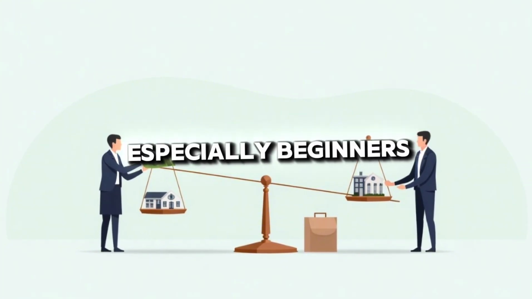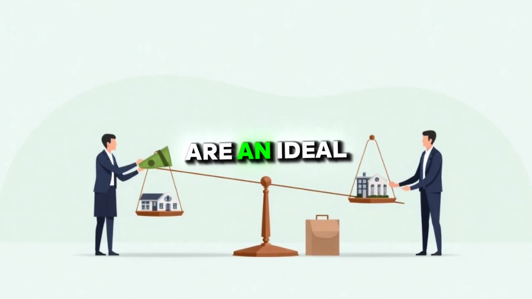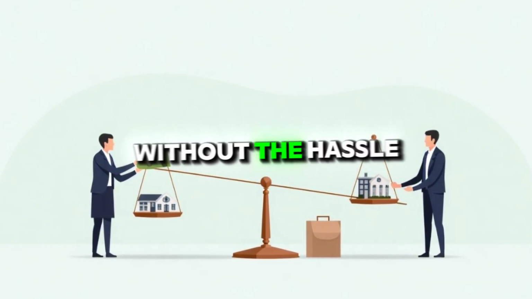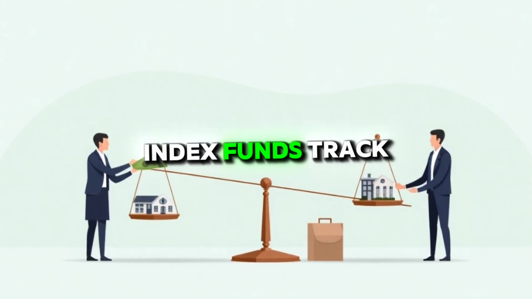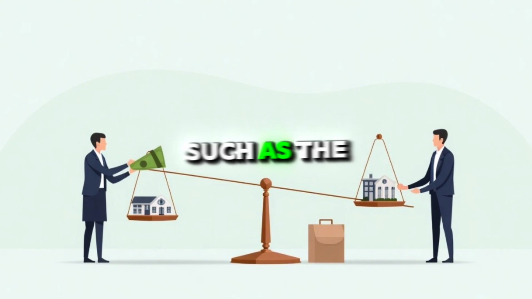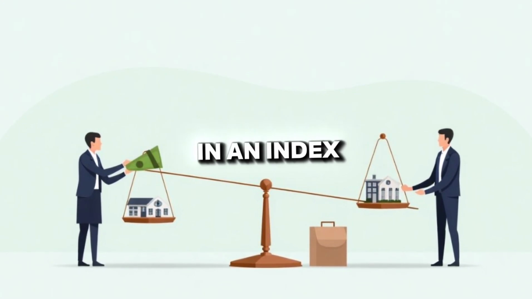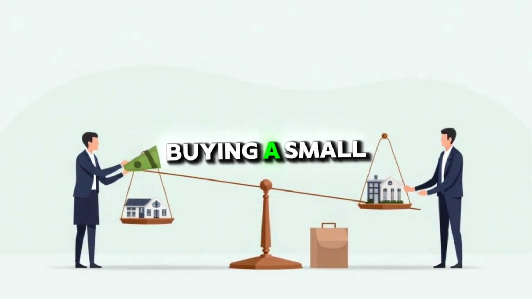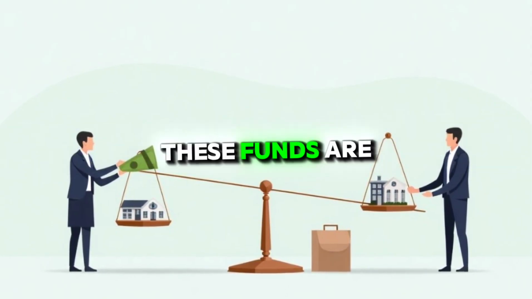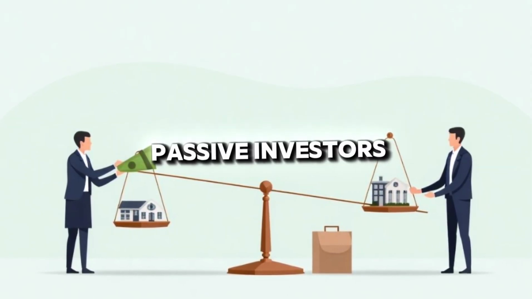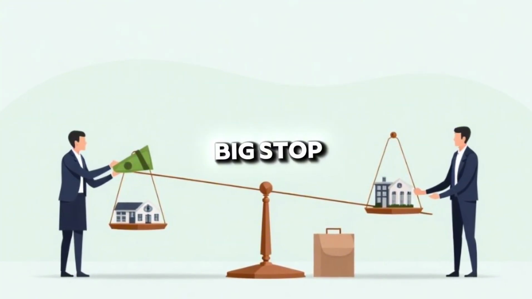For many investors, especially beginners, index funds and ETFs, exchange-traded funds, are an ideal way to get diversified exposure to the markets without the hassle of picking individual stocks or managing a portfolio of assets. Index funds track major stock indices such as the S&P 500 or the NASDAQ 100. When you invest in an index fund, you're effectively buying a small slice of every company in that index, providing instant diversification. These funds are low cost and perfect for passive investors who want exposure to the overall market without trying to pick the next big stock.